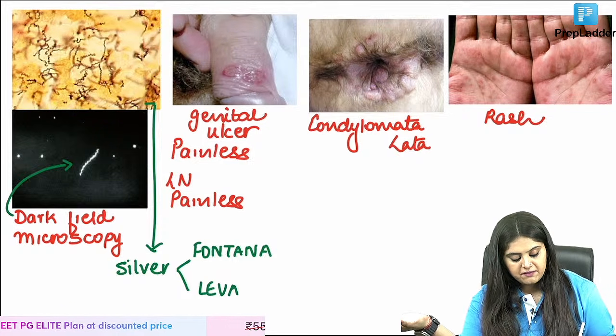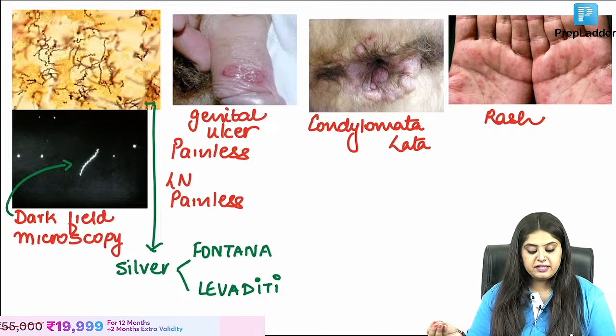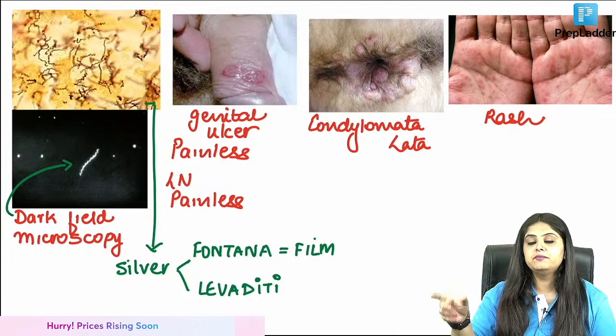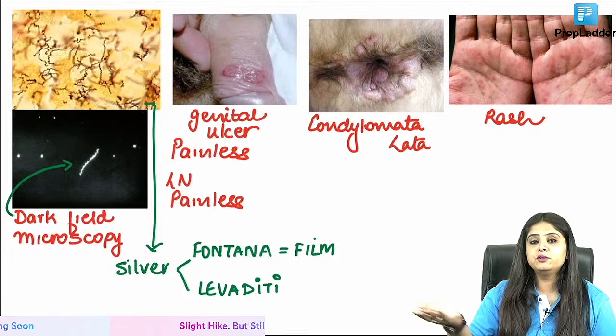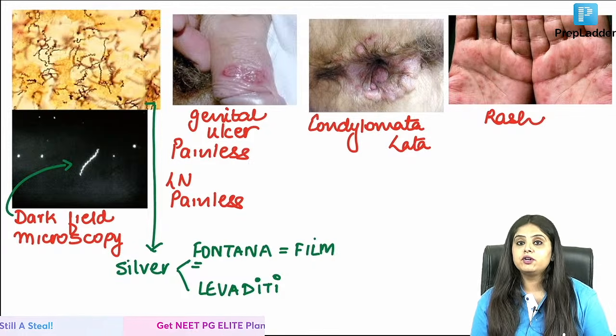Fontana stain and Levaditi stain. How do I learn it? If they say you have taken a film, film basically means that from the lymph node you did FNAC, a film of the fluid, the discharge, has been made. Then you will want to go in for Fontana stain.